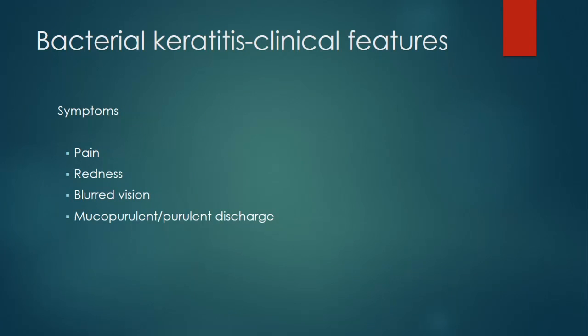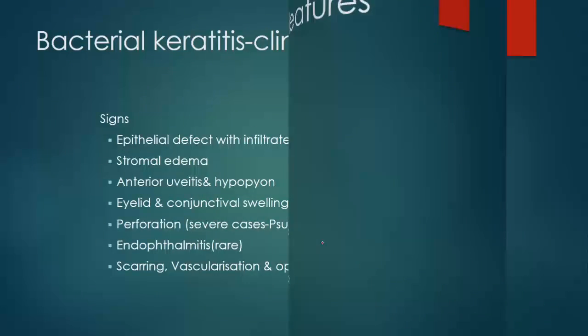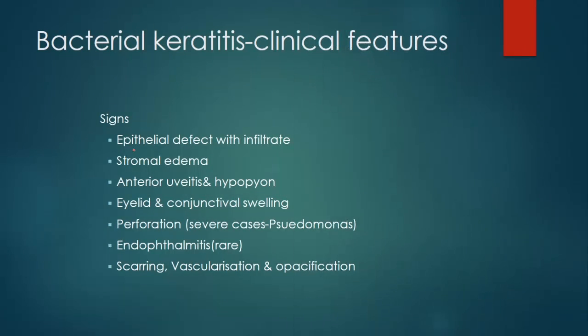Now coming to the clinical features, we begin with the symptoms. The symptoms are pain, redness, blurred vision, discharge, and tearing or increased watering from the eyes. Signs, I can show you what these signs are. These signs are epithelial defect, stromal edema, anterior uveitis and hypopyon, eyelid and conjunctival swelling, perforation in severe cases, especially in Pseudomonas, and endophthalmitis. Scarring, vascularization or opacification are the sequelae of bacterial keratitis.